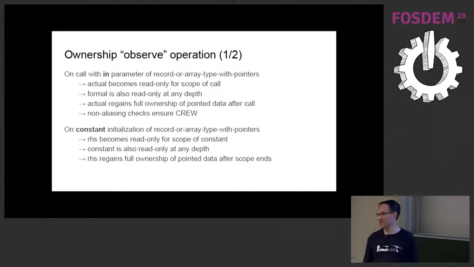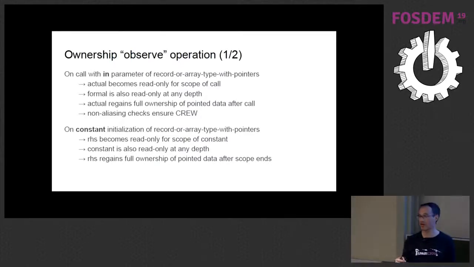Finally, last operation, the observe. So the borrow here was the mutable borrow of Rust. The observe is just the regular borrow. That's for passing parameters of composite type, so an array, a record, or a combination thereof that has pointers in them. Here we're going to consider that the parameter only provides a read-only view to all the memory underneath, all the possible tree of data. And that's the same for defining a constant of this type.